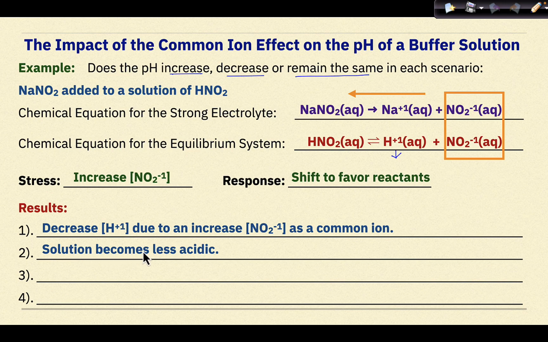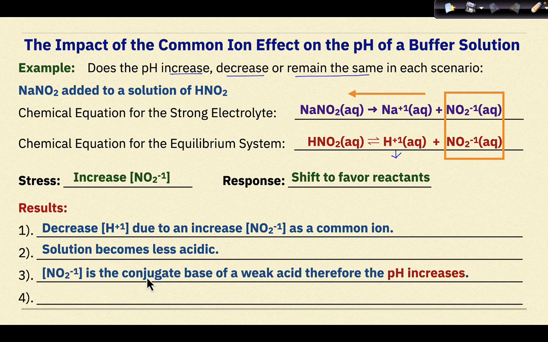The solution becomes less acidic. Well, yes, because we have fewer hydrogen ions in solution. NO2-1 is the conjugate base of a weak acid, therefore the pH increases. And finally, the solution becomes more basic. To answer the question, how does the pH change? In this scenario, the pH will increase.